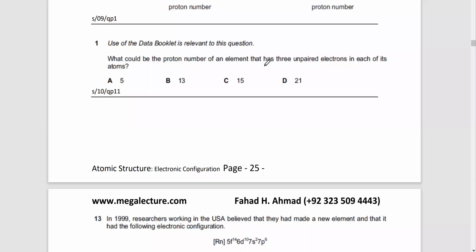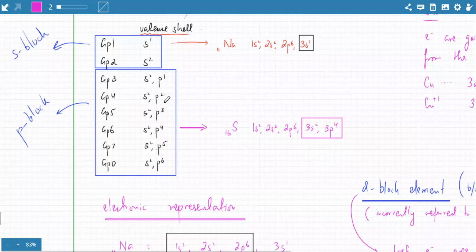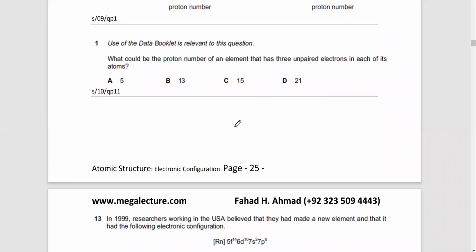What could be the proton number of an element that has 3 unpaired electrons in each of its orbitals? In each of its orbitals, 3 unpaired electrons. That is definitely going to be this one. P3. P3 is going to have 3 unpaired. So you're basically looking for an element in group 5. So group 5 is this one.